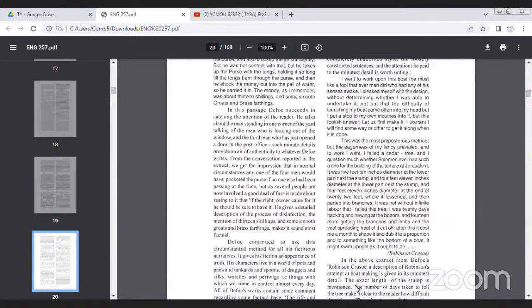In the above extract from Defoe's Robinson Crusoe, a description of Robinson's attempt at boat making is given in minute detail. The exact length of the stump is mentioned. The number of days taken to fell the tree.